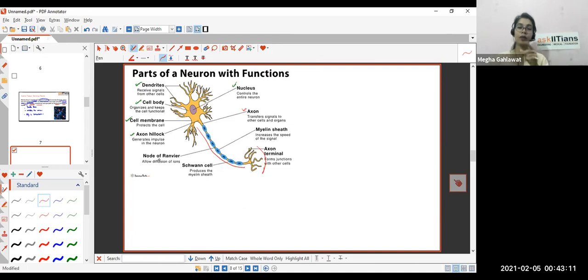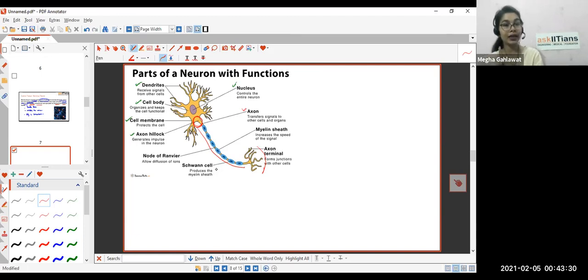Okay, moving back to the axon hillock. So whenever the signal or the impulse is taken up by one particular neuron, the axon hillock is the part where it is converted into an electrical signal from the chemical signal.